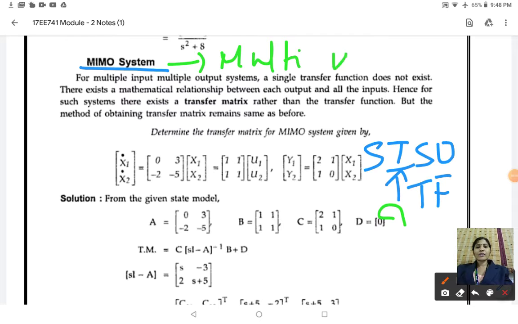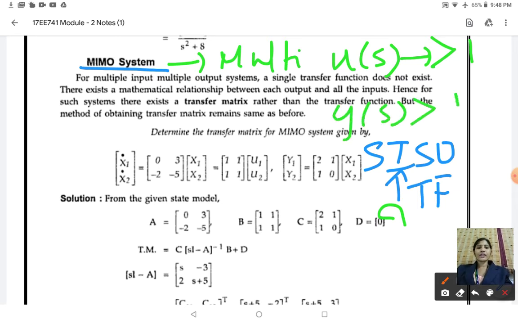That is, the number of inputs, U of S, is going to be greater than 1. And even the output Y of S is going to be greater than 1. Then only it will become a multiple input, multiple output system.